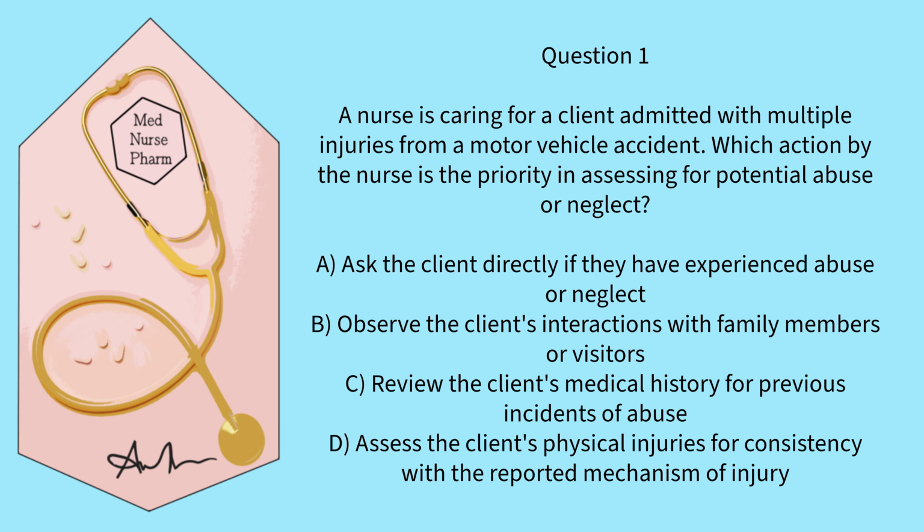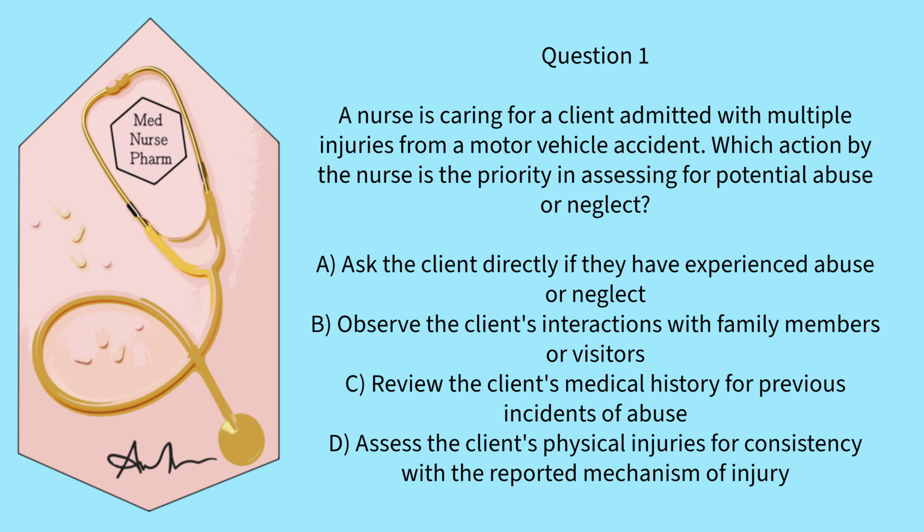Question 1. A nurse is caring for a client admitted with multiple injuries from a motor vehicle accident. Which action by the nurse is the priority in assessing for potential abuse or neglect? A. Ask the client directly if they have experienced abuse or neglect. B. Observe the client's interactions with family members or visitors. C. Review the client's medical history for previous incidents of abuse. D. Assess the client's physical injuries for consistency with the reported mechanism of injury.